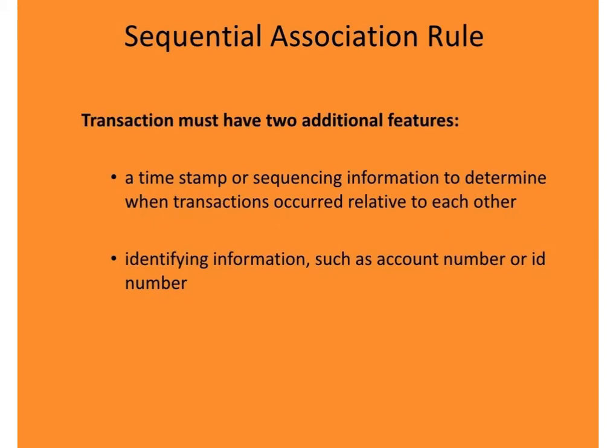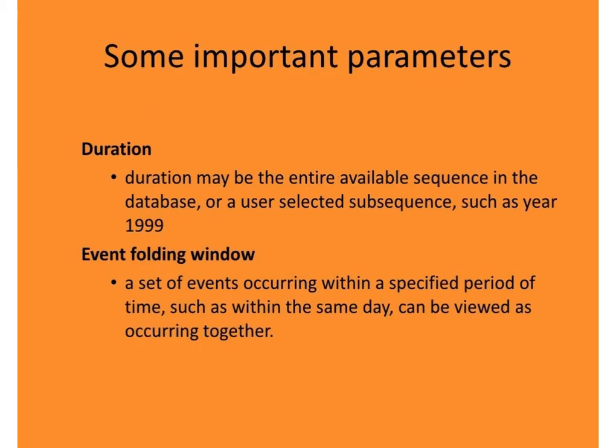Also, we take a look at two additional features: a timestamp or sequencing information, which determines when transactions occur relative to each other, and also an identifier such as an account ID number. Some important parameters, for example, duration, may be the entire available sequence in the database or a user-selected subsequence, for example year 1999. Event folding window is a set of events occurring within a specific period of time, such as within the same day or occurring together.